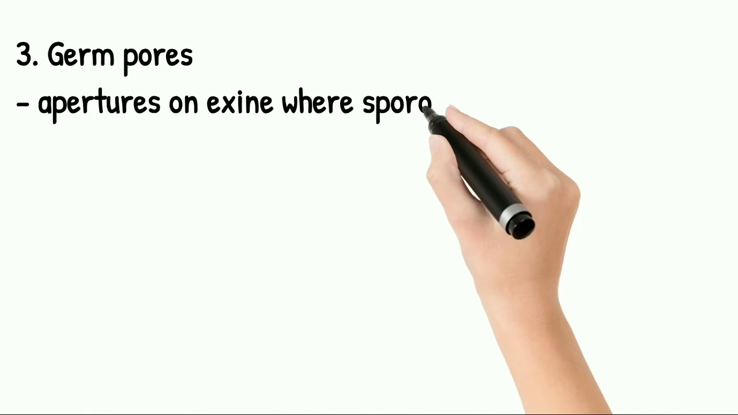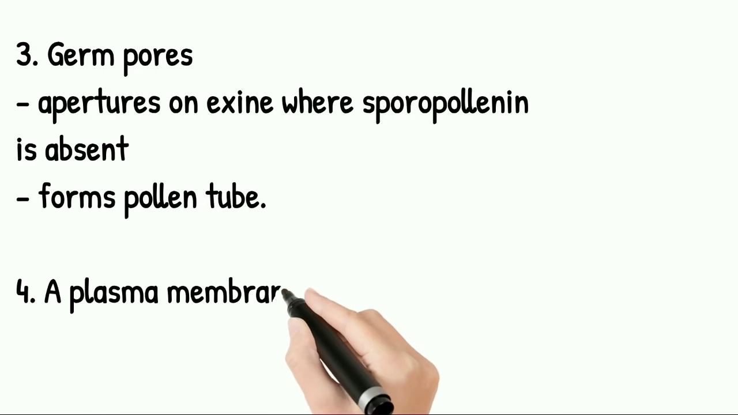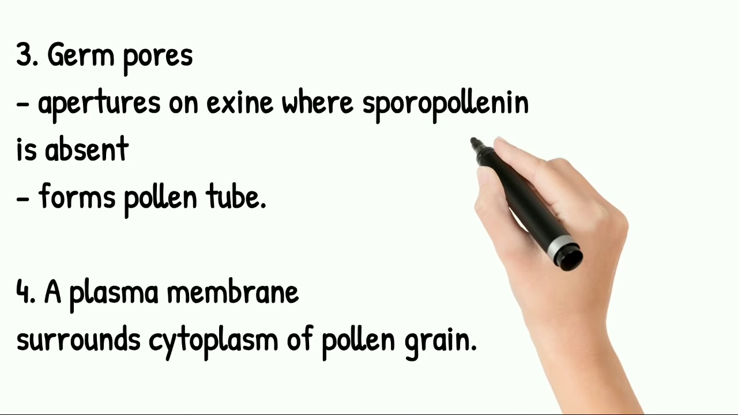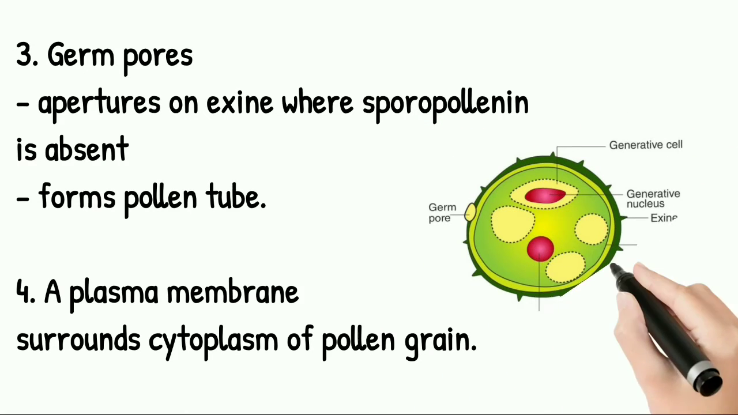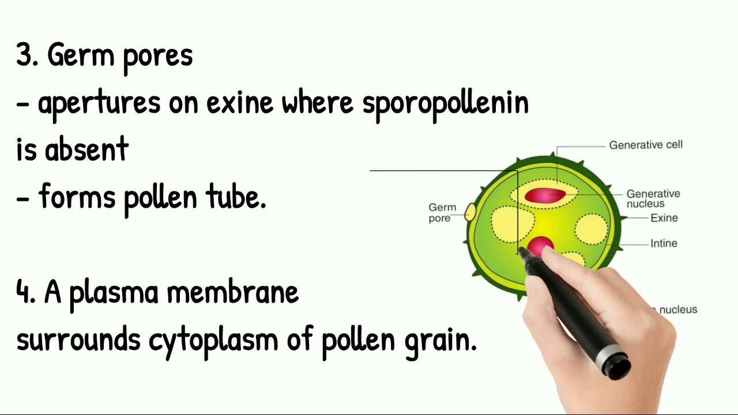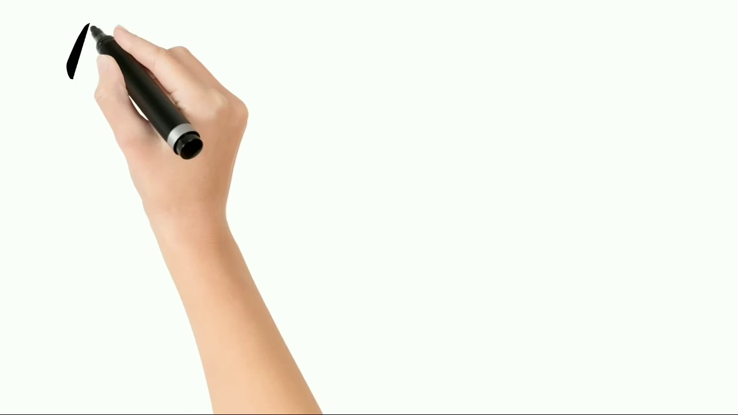Then germ pores are present. I will show you in the diagram. Germ pores are the apertures on exine where sporopollenin is absent. It forms the pollen tube. And the plasma membrane surrounds the cytoplasm of the pollen grain. You can see in this box, the germ pore is seen in the exine layer.